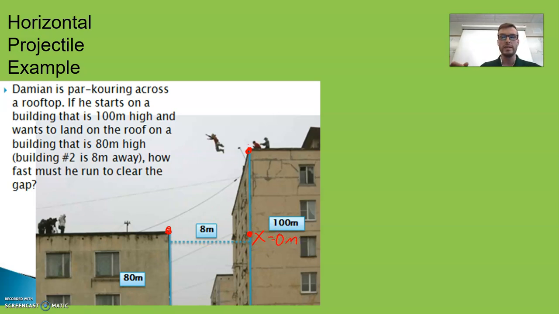But Mr. Simpkins, it's 80 meters tall. Yeah, but I get to define the origin because that's how it works in physics. I also get to define which way is positive. I'm going to make to the left positive because I don't feel like dealing with a negative velocity there. And I'll make up positive as well. So that's our coordinate system for this one.